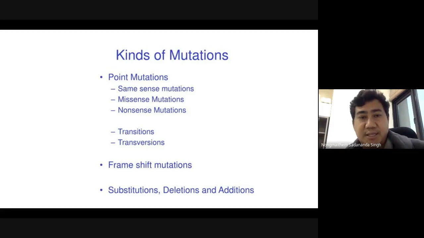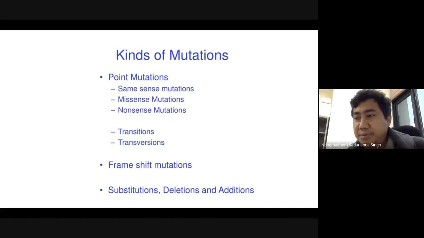So depending on the translation results of the mutations, we can have three types. One is where there is no change in the amino acid, that is called silent mutations or same sense mutations. Then you have missense mutations, which change the amino acid, for example, from glycine to proline or histidine. So there is a change in the identity of the amino acid that is coded for, or it leads to something that doesn't code for anything, meaning stop codons. Those are called nonsense mutations.